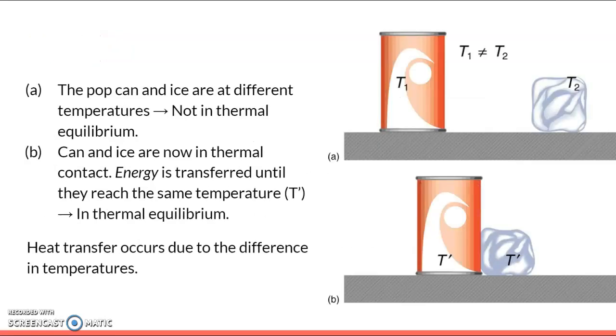So looking at this here, let's suppose we've got a soda can and a block of ice. These two objects in situation A are at different temperatures. They are not in thermal equilibrium. In situation B, both these objects are now in thermal contact with each other, meaning that heat's going to transfer up to the point in which they're going to have the same temperature, right? So this is going to be called thermal equilibrium. So heat transfer is going to occur because of the difference in temperature between the two substances.